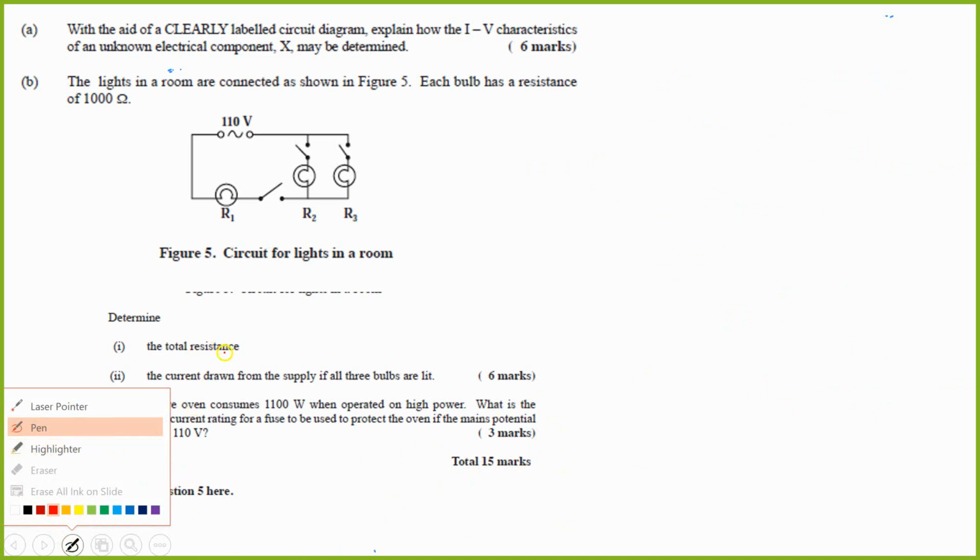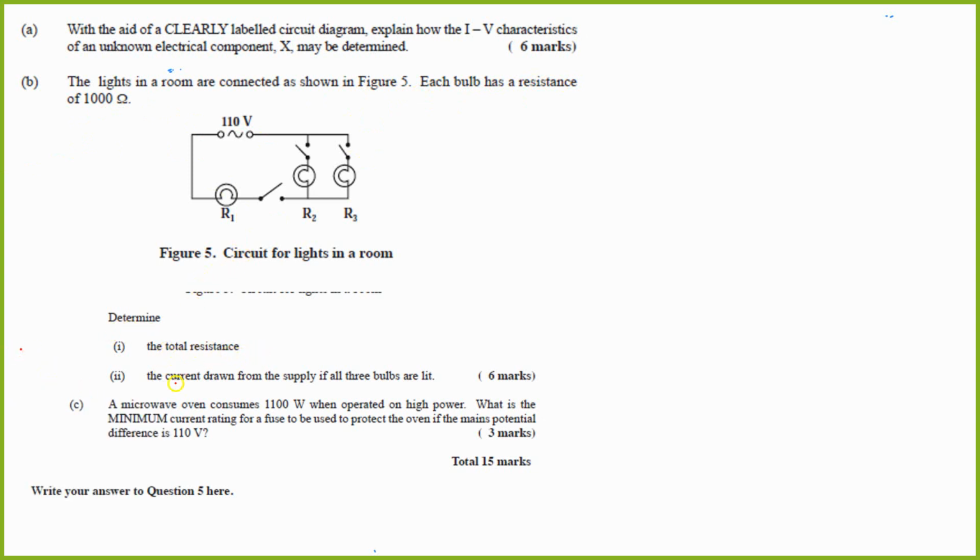Okay, now let's continue here. It says that the lights in a room are connected as shown in figure 5. It says that each battery has a resistance of 1000 ohms. Here's the circuit. It says determine the total resistance, and also determine the current drawn from the supply if all three bulbs are lit. All right, it's a 6 marks question, so maybe finding the total resistance is worth 3 marks, and the other value 3 marks.